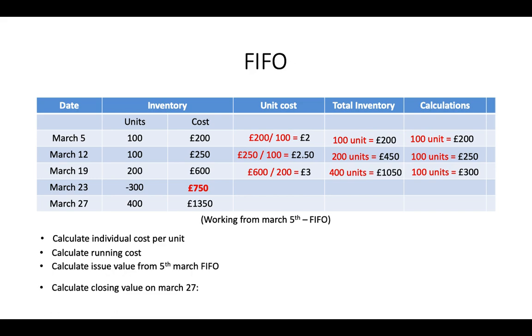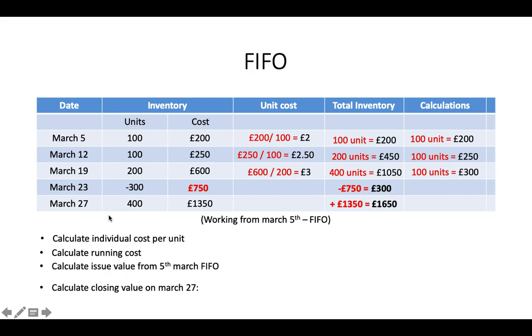Next, we need to calculate the closing value on March the 27th. In order to do that, we're going to take our closing inventory on March the 19th of 1,050. We are going to minus the 750 that we have taken out of our stock, and this is going to give us a valuation of £300.